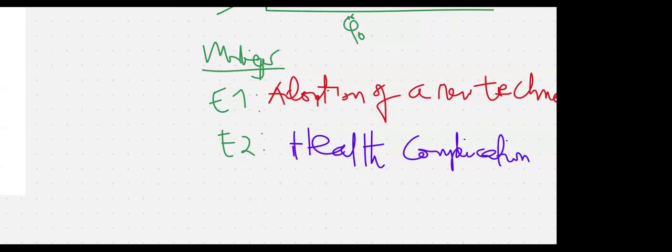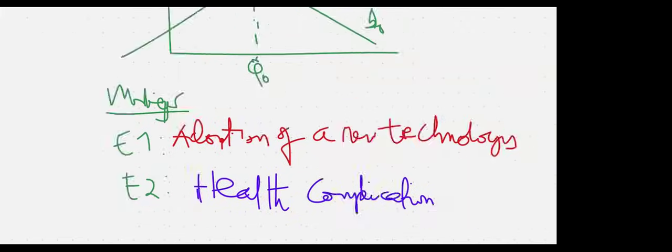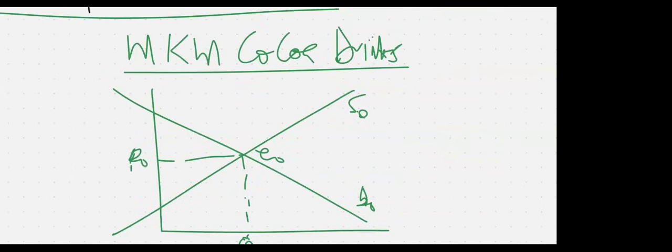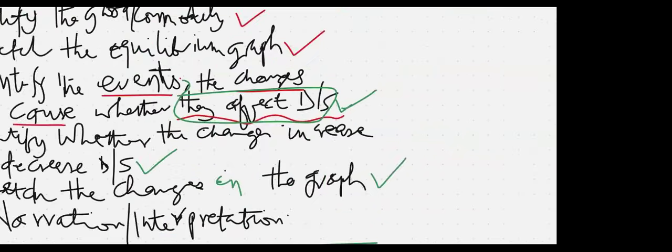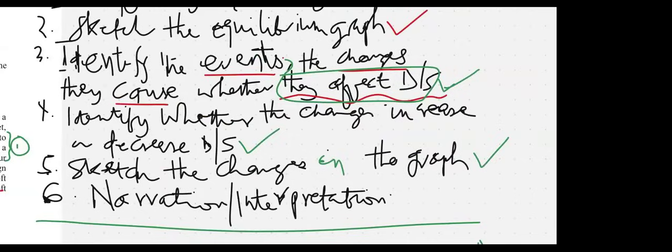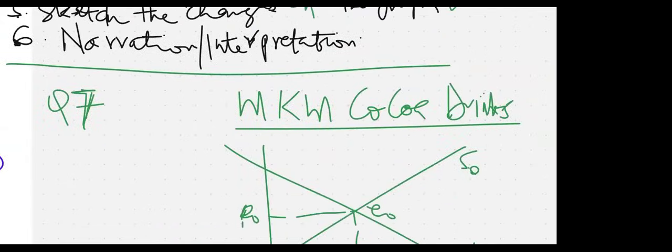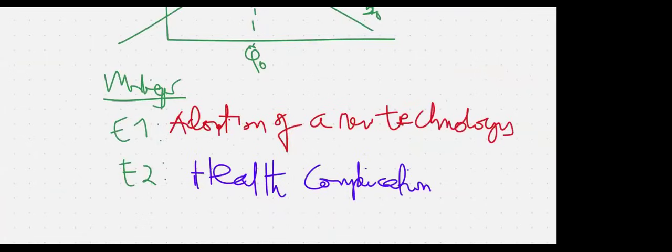So having gotten the two events now, we analyze them. How do we analyze them? We're on step 3. Identify the events, the changes they cause. So if there is an adoption of a new technology, what change will it bring about? It says from the question, it will cause cost of production to be low. It will reduce the cost of production because of the new technology.